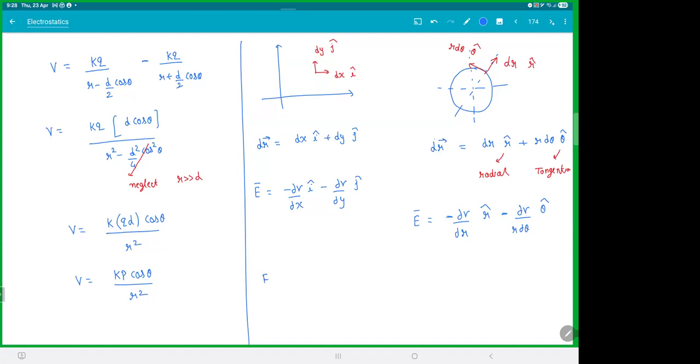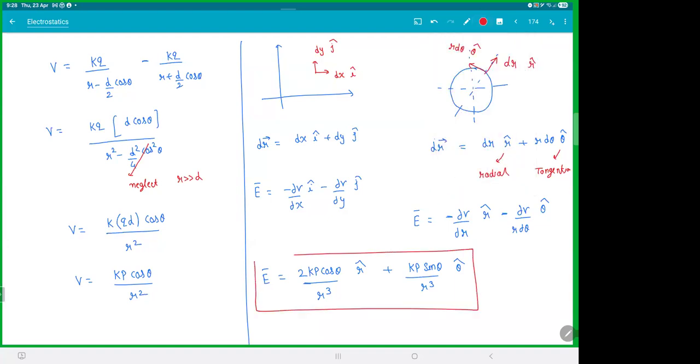So when you differentiate this voltage, when you do dou v by dou r, you end up with k p cos theta. That 1 by r square will become 2 kp cos theta by r cube, r cap, plus when you do dou v by dou theta, cos theta becomes minus sine theta, minus or minus becomes plus kp sine theta by r cap, theta cap. This would be the field, and this would be the potential. And if you observe, you got everything in terms of r and theta.